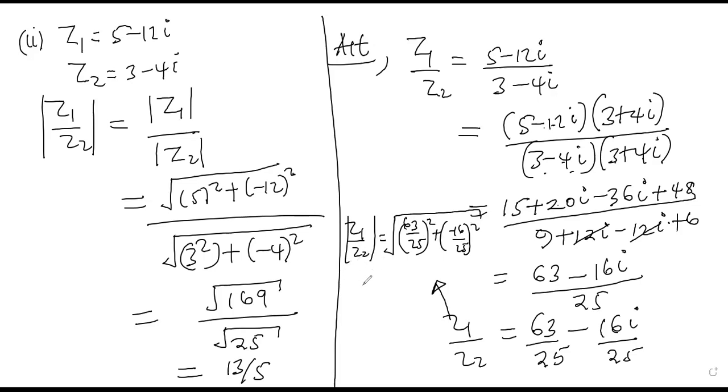So this is going to be, try summarizing it out. You're going to get the square root of 63 squared plus 16 squared out of 25 squared, and will come up as 65 over 25, which is the same as 13 out of 5. So both approaches give you the same answer.